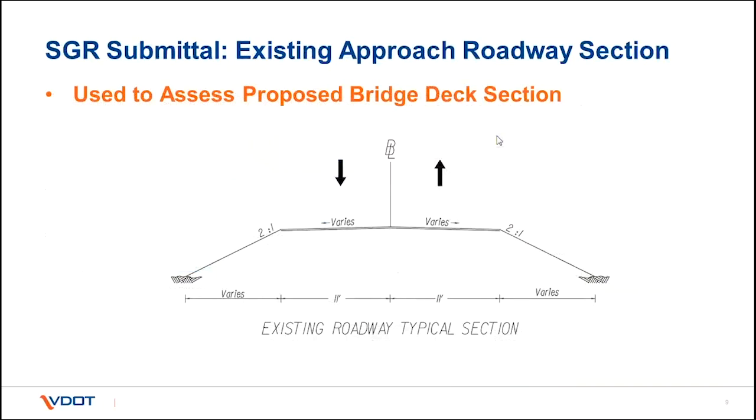Just moving over to the typical approach roadway section. Again, this is what it looks like, and we're looking for very limited information. We're really interested in the geometrics, the width of the platform, some slope lines and so on, just getting a basic understanding of what the existing cross-section on the immediate approach to the bridge looks like.